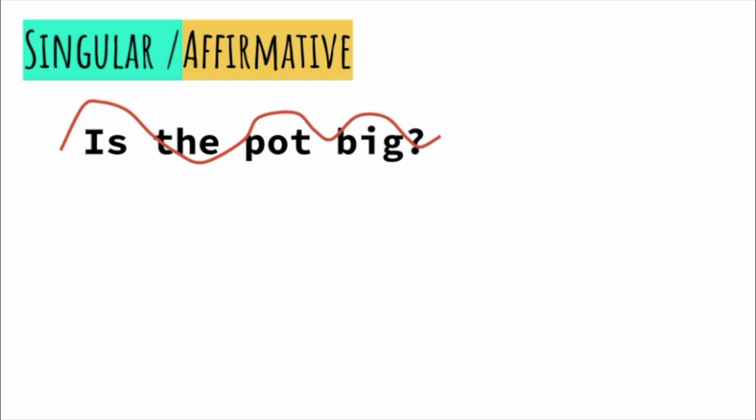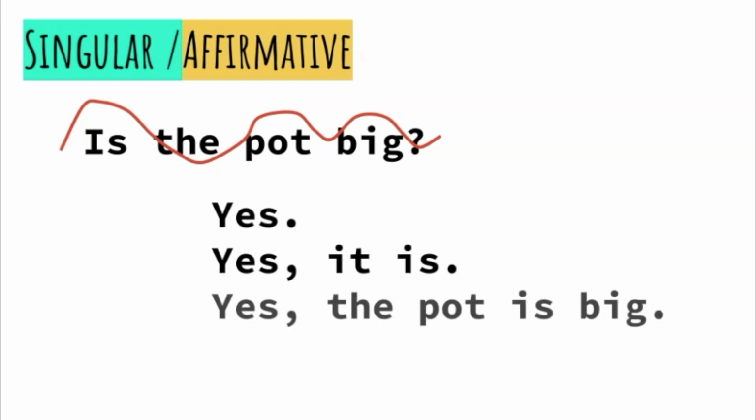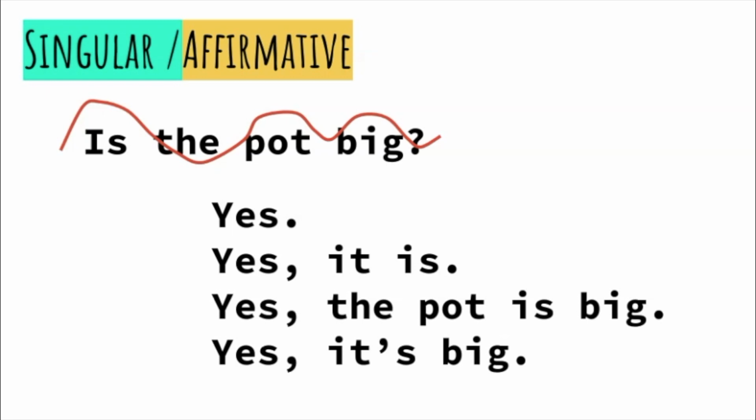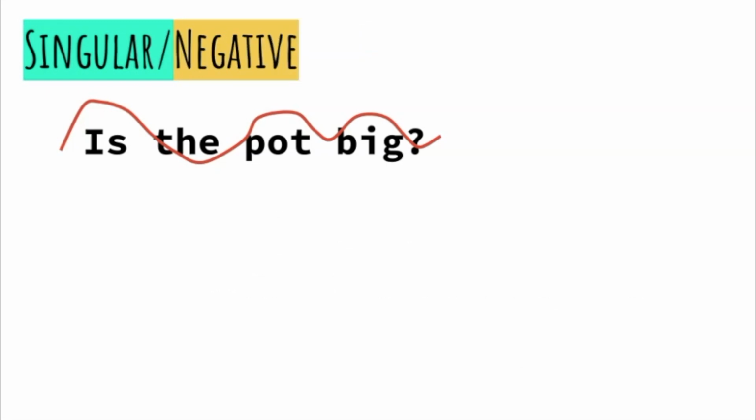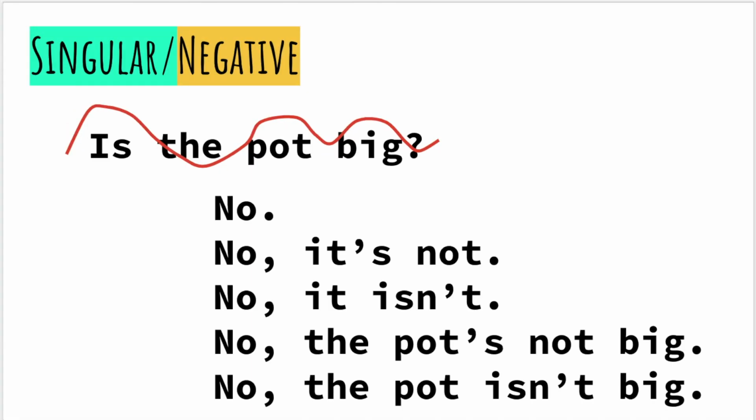Is the pot big? When we said yes, the answers were yes, yes it is, yes the pot is big, yes it's big. How about if we say no? Let's look at the negative. Is the pot big? No, nope, or no, it's not. No, it isn't. Notice how both of those options use the contraction. No, the pot's not big. No, the pot isn't big.